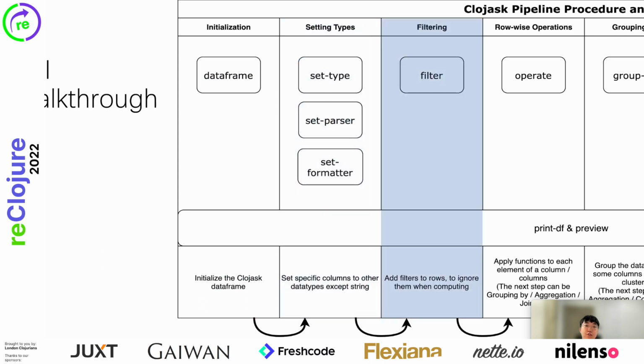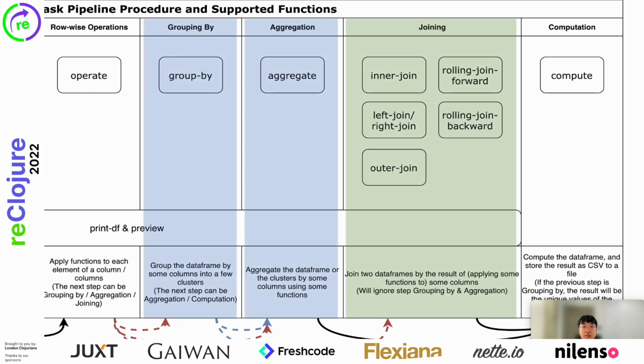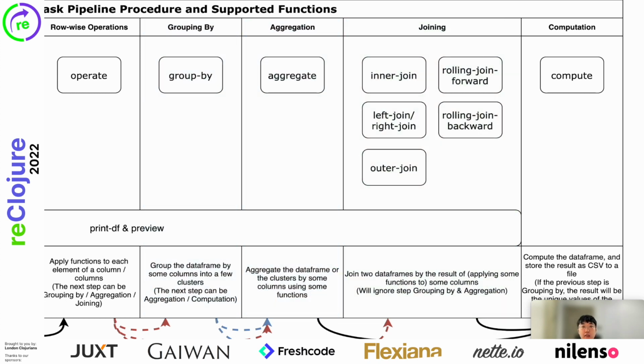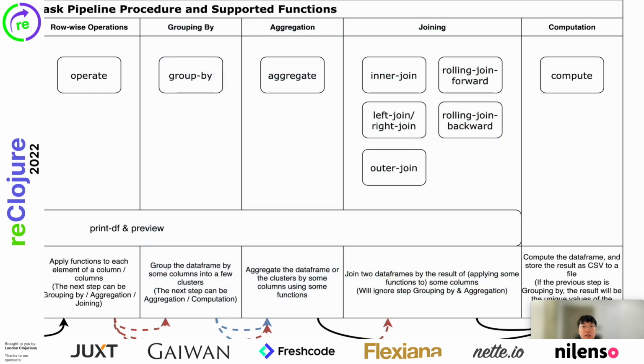And then you can filter on rows using the filter function. You may even call multiple filter functions in order to get an intersection of results. Next, you may operate or map certain functions on a column or multiple columns as a whole. After doing all this, you have three options now. One is to group by, another one is to aggregate, the other one is joining.